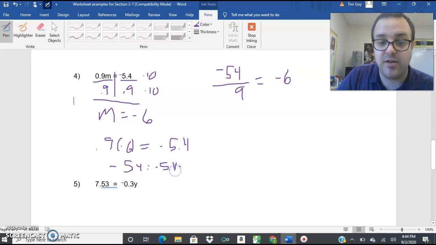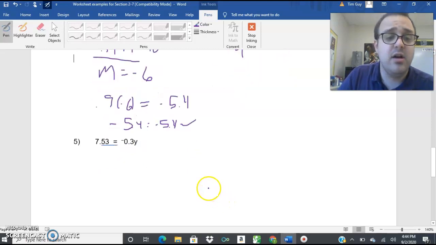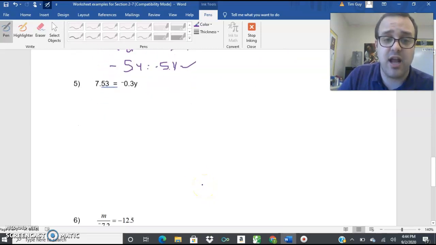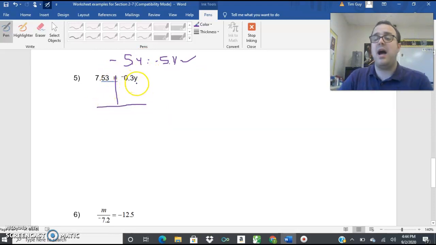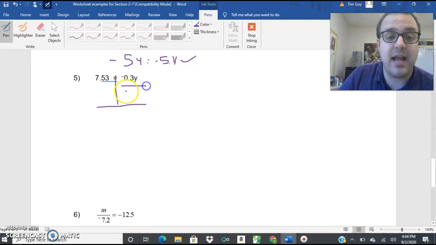We got the correct answer. All right, let's look at another one that involves a division. In this case, while solving for y, we see we have negative 0.3 times y. We've got to get rid of that. What's the opposite of multiplying? It's dividing. So we're going to divide both sides by negative 0.3. So divide here, and I'll be dividing here.